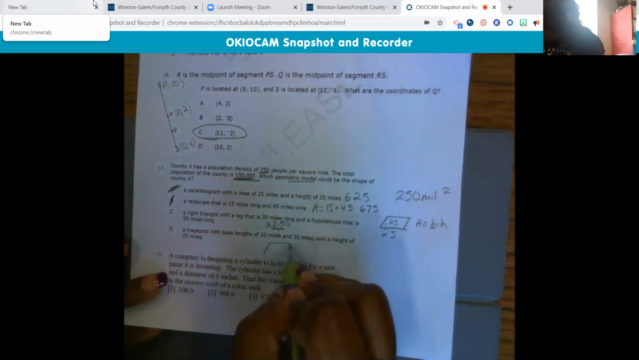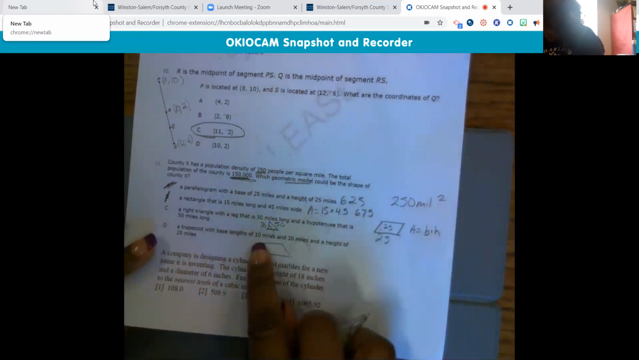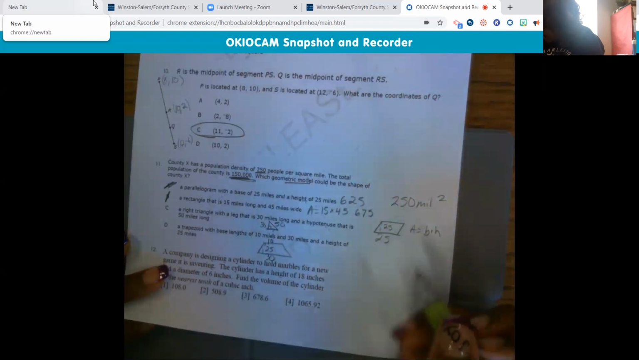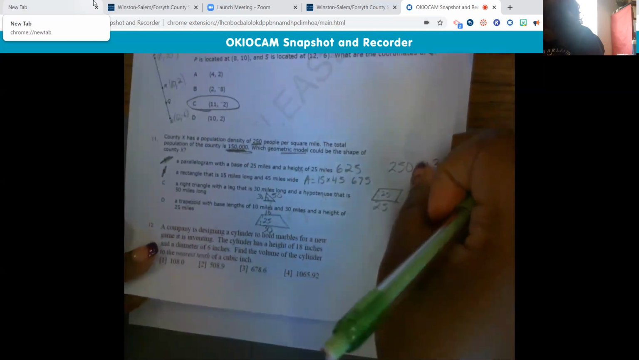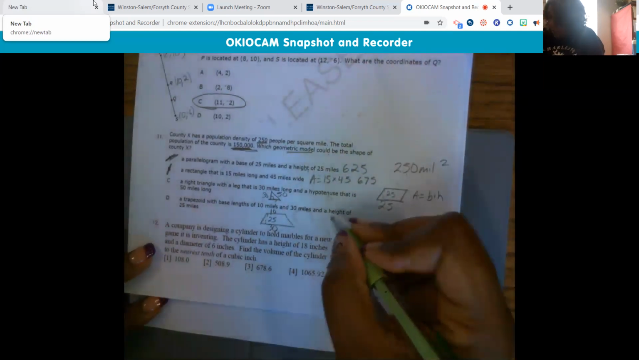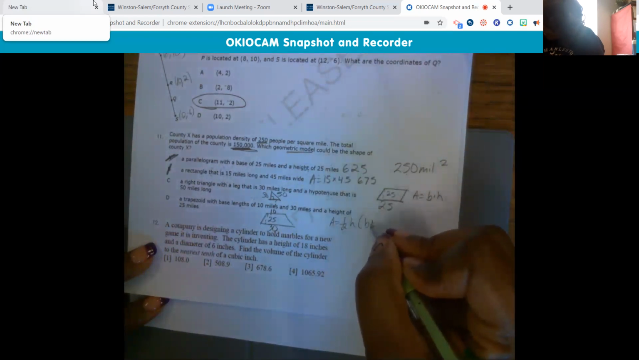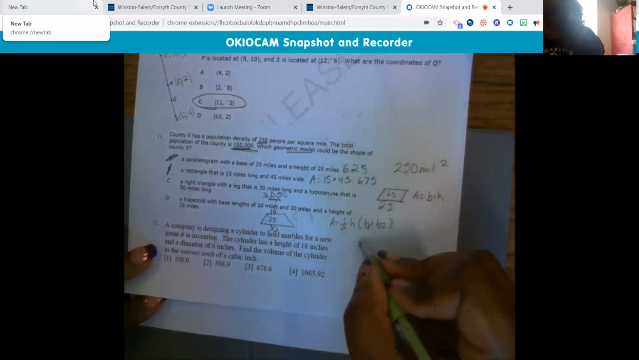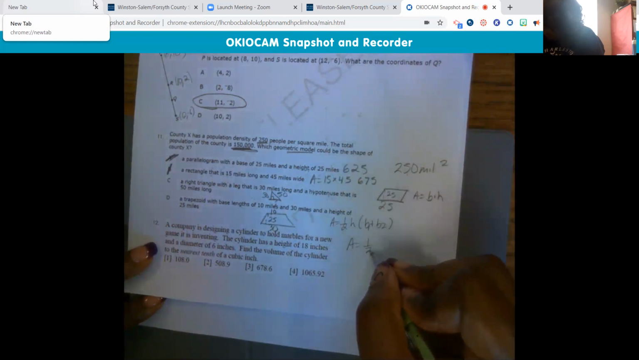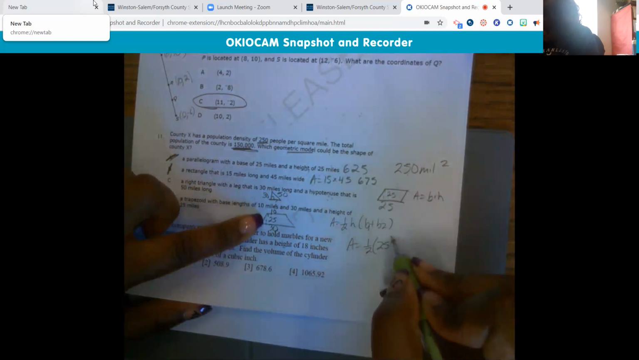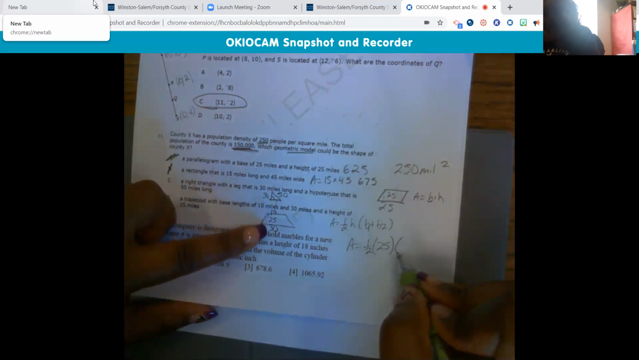Right, so this is a trapezoid. A trapezoid has a base length of 10 miles and 30 miles and a height of 25. Okay. All right, so let's do this one. So this formula is 1/2 height times B1 plus B2. So this gives me 1/2. My height is 25. It's times 25. And I add my bases together. 10 plus 30 is 40.